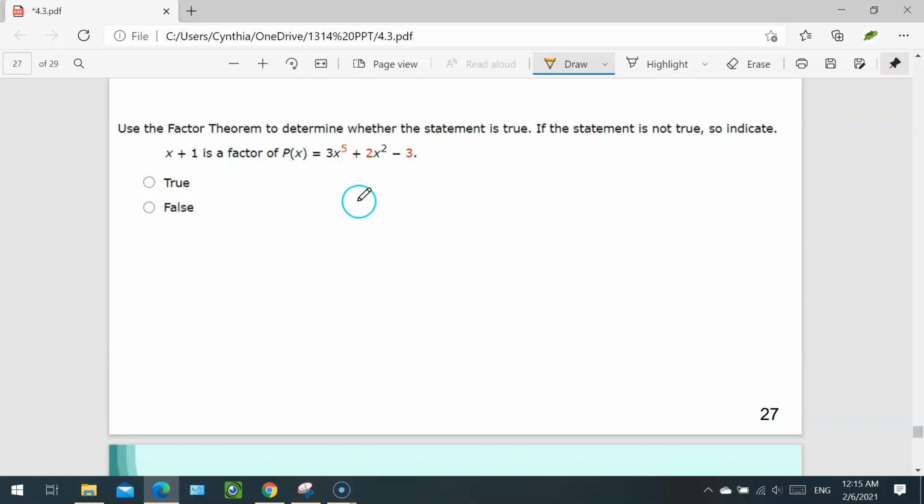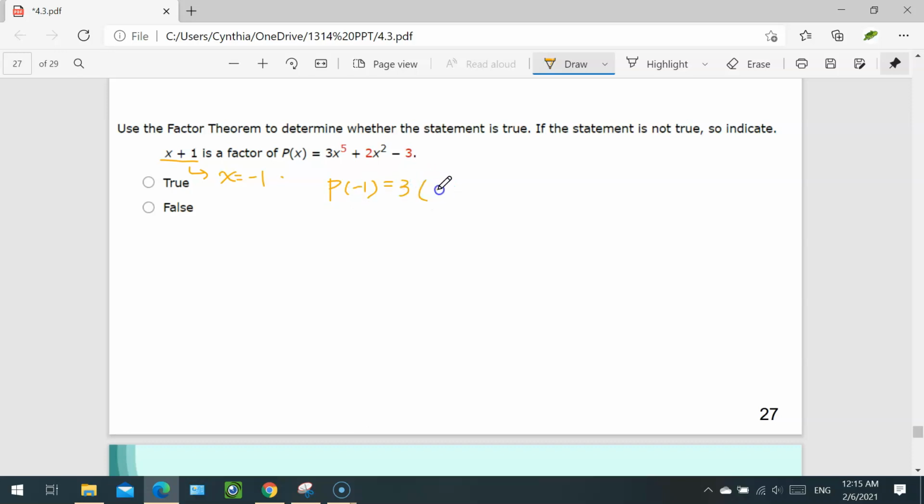So how can I tell whether it's a factor or not? We simply substitute x equals negative 1. You don't substitute a 1 into it, right? Because this is a factor form. From the factor form, to find the x value, we set that equal to 0. That means x equals negative 1. So now we substitute negative 1 into it.